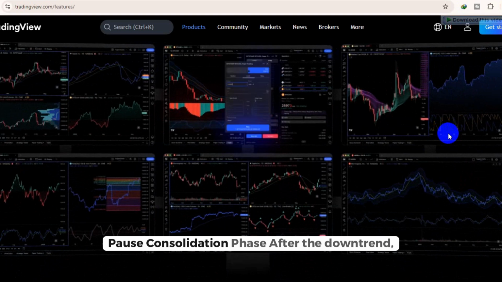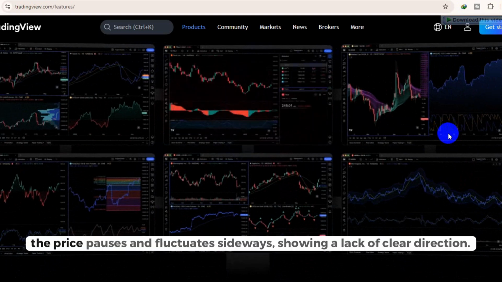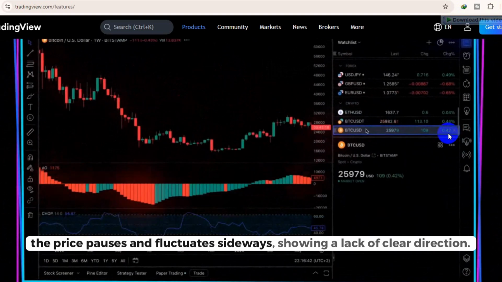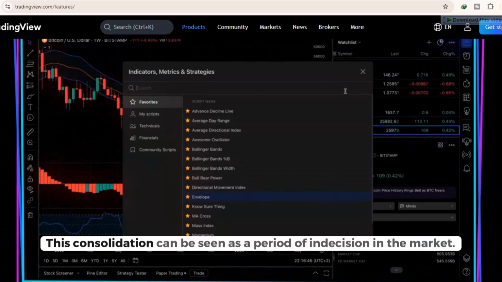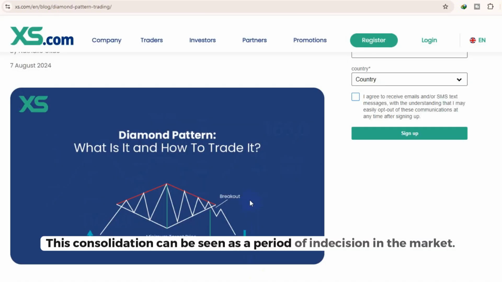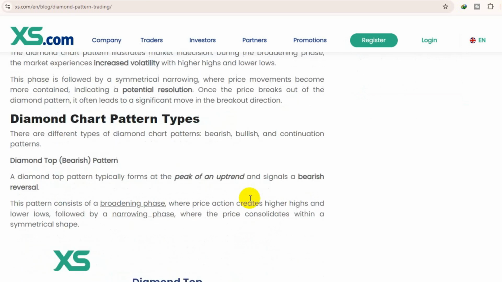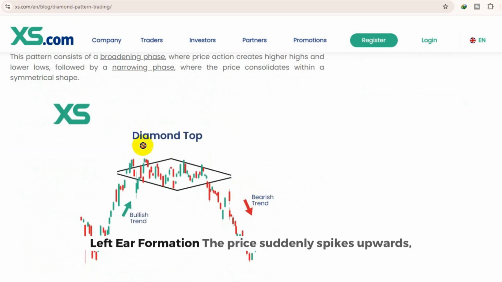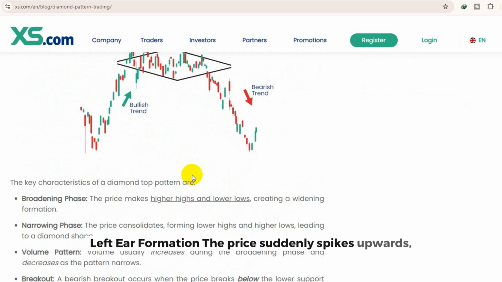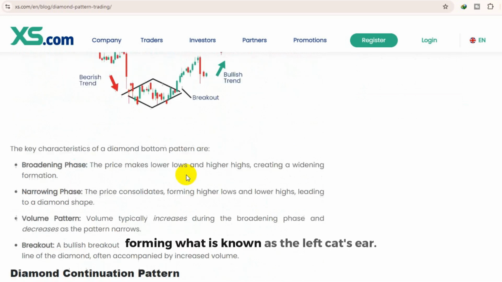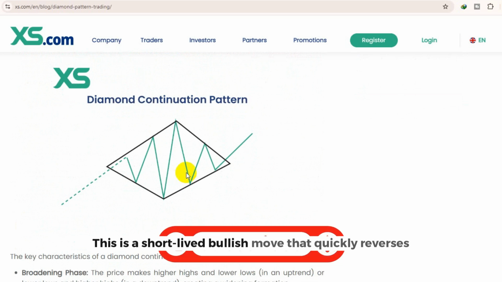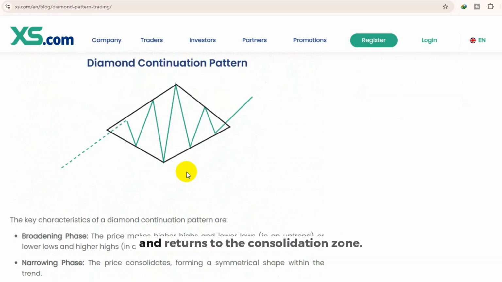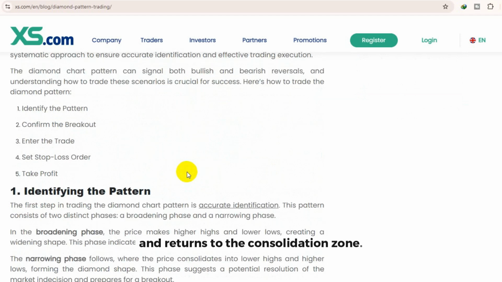Pause, consolidation phase: after the downtrend, the price pauses and fluctuates sideways, showing a lack of clear direction. This consolidation can be seen as a period of indecision in the market. Left ear formation: the price suddenly spikes upwards, forming what is known as the left cat's ear. This is a short-lived bullish move that quickly reverses and returns to the consolidation zone.